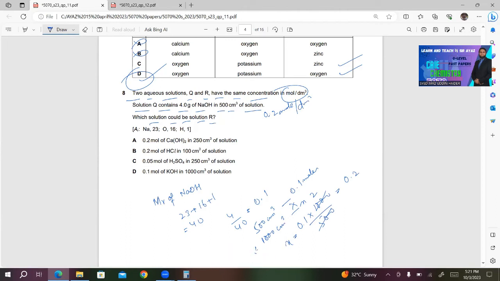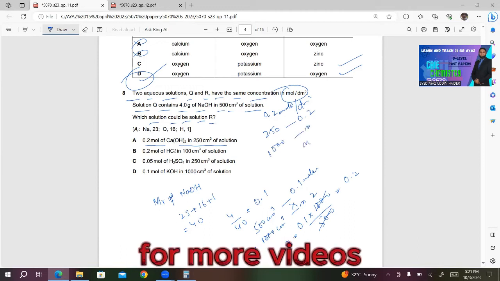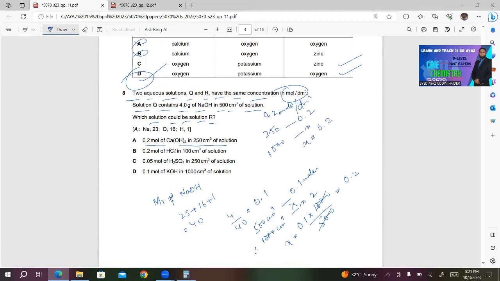What about the concentration for A? If you calculate the concentration for A, you will write 250 contains 0.2, 1000 contains X. So X equals 0.2 multiplied by 1000 divided by 250, and that is 4. 4 multiplied by 0.2 is 0.8. So this is wrong. What about number B?